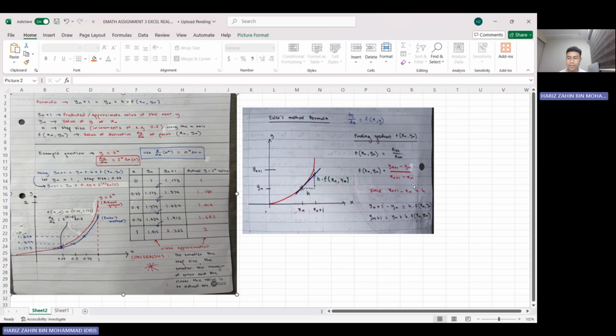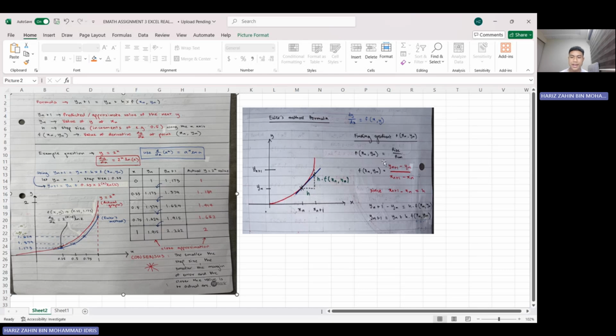Suppose we're given a differential equation like dy/dx = f(x,y). This means we know the slope of the curve at any point, but not the actual curve itself. So the red curve here represents the actual solution we're trying to estimate. We start from a known point, for example (xn, yn), and we look at the blue line, which is the tangent at that point. This tangent is based on the value of f(x,y), which gives us the slope or the gradient.